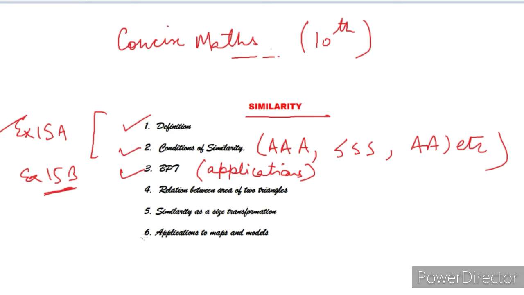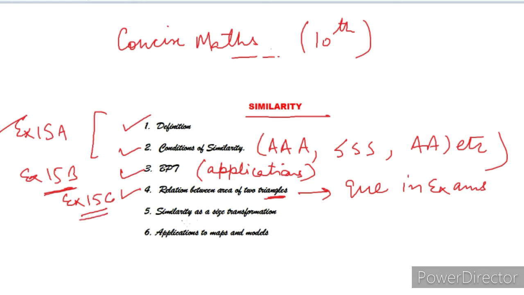Then comes a very important topic, the relation between areas of two triangles which are similar. From this topic, students, a question definitely comes in the exams, remember. Surely you will find one question in exams from this topic. There are so many questions on the relation between the areas of two triangles, and I would definitely suggest that you do all the sums of exercise 15C.